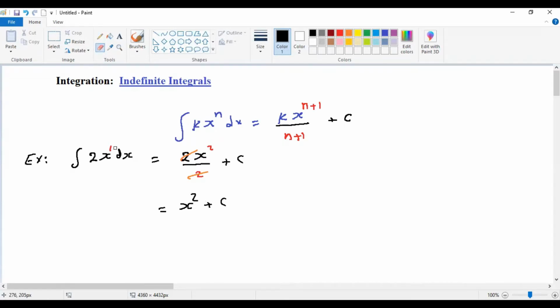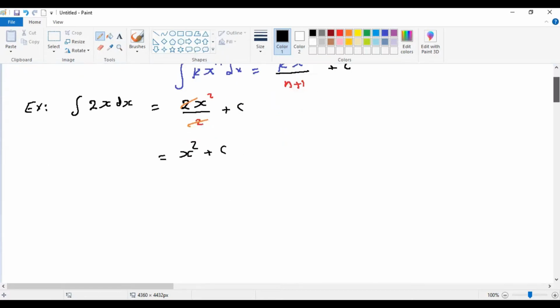Now, what is the derivative of x squared? 2x. And the derivative of c is 0, a constant. So now what do we have? Antiderivatives. 2x is the derivative of what? x squared plus c.